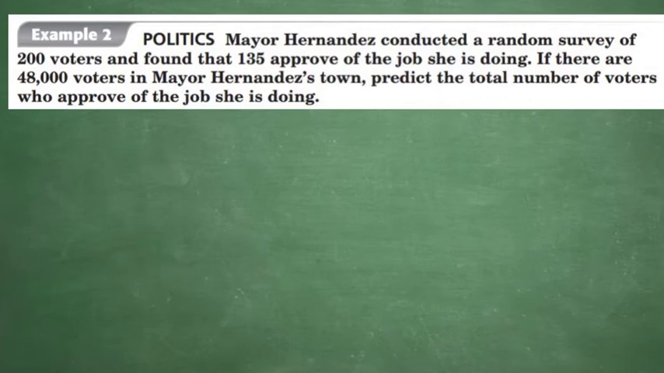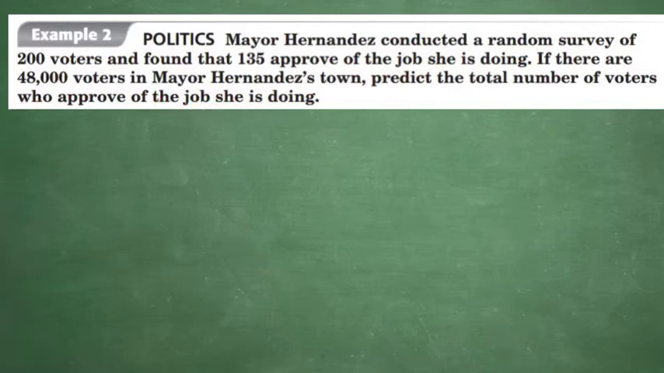Okay, so you can see with this example it's slightly different. Now we don't have our proportions set up for us, so we'll have to set one up, and it's coming out of a word problem. So let's go ahead and read it, and I'll show you how we can set this up. Mayor Hernandez conducted a random survey of 200 voters and found that 135 approve of the job that she is doing. If there are 48,000 voters in Mayor Hernandez's town, we want to predict the total number of voters who approve the job she is doing.